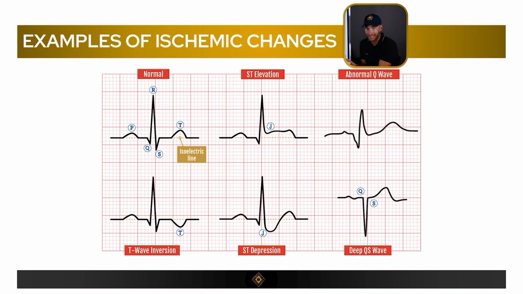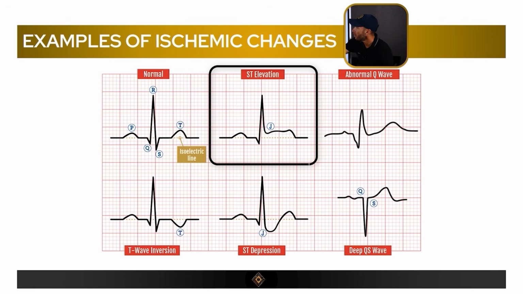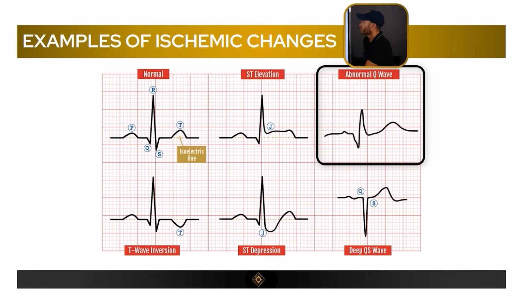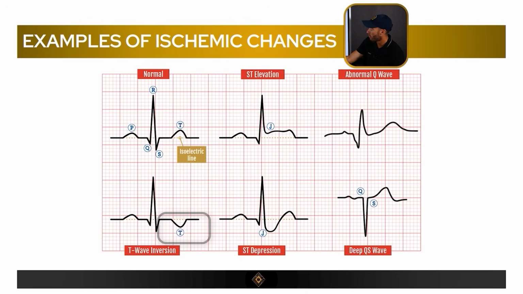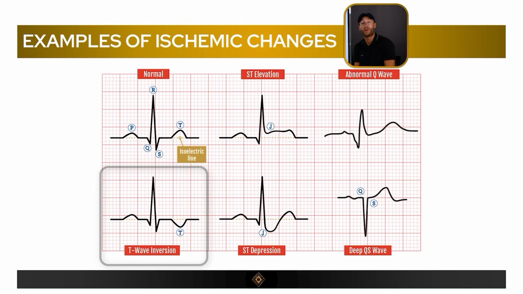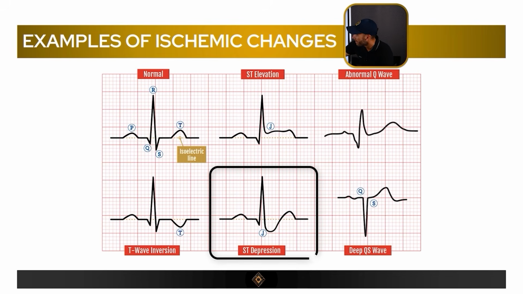Okay, now, this is an important slide. You gotta know what this looks like, okay? This is our normal, ST elevation, abnormal Q wave. So we can see here, P, QRST, beautiful. There's an example of T wave inversion, a flipped T wave. A flipped T wave, widespread. It doesn't have to be every lead, but let's say we saw 2 or 3 or 4 or 5 different leads with T wave inversion. That is a sign of ischemia, okay? Ischemia. Same as ST depression.